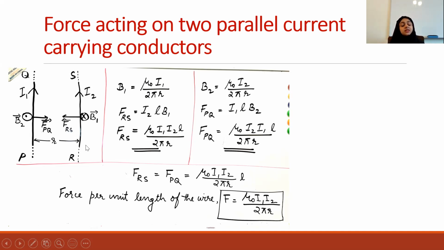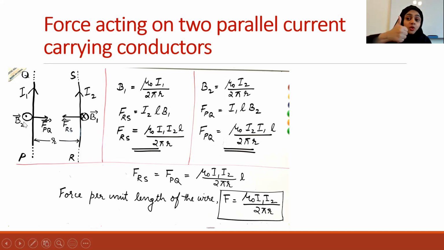So let us consider the force experienced by PQ, because now both wires are there at the same time. PQ will experience a force due to the current in RS, just as RS experiences a force due to the current in PQ. So let us consider the current in RS, that is I2. Again, I will have to take my right hand and hold the thumb in the direction of I2 in order to know the direction of magnetic field B2.